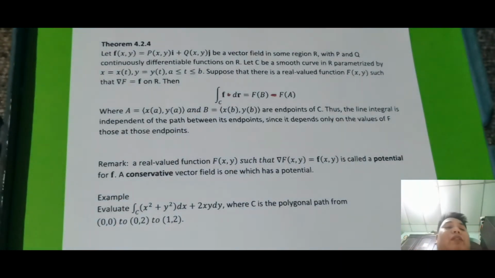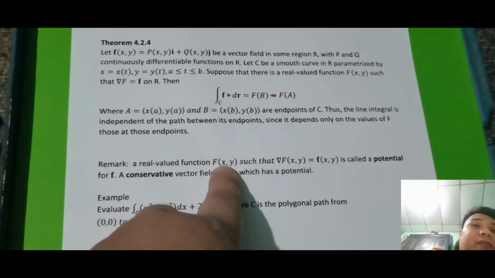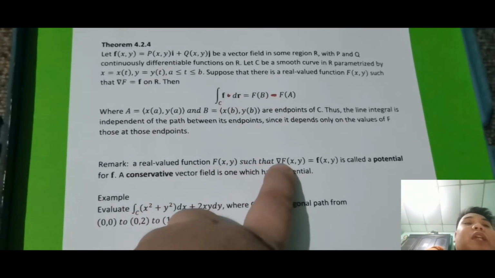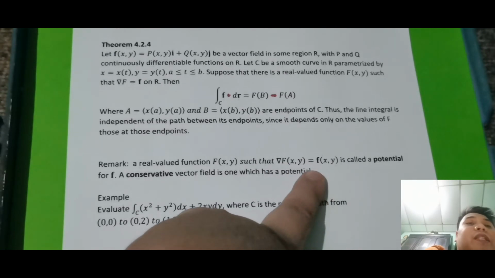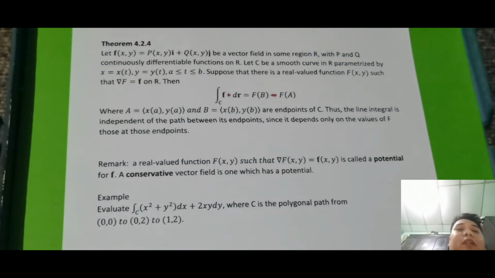So, ang tawag naman sa vector field na may potential vector is a conservative vector field. So, huwag kayo malilito sa dalawang term na yan. Yung capital F of x, comma, y, potential yon. So, potential for vector field f siya. Ngayon, pag nangyari yan, pag yung gradient ng potential vector natin is equal to the vector field, ang tawag sa vector field natin is a conservative vector field, is one which has potential. So, yun yung sinasabi dyan.